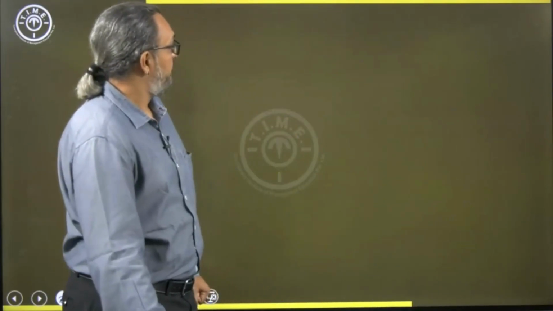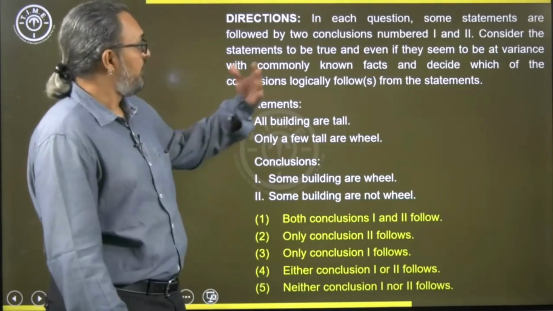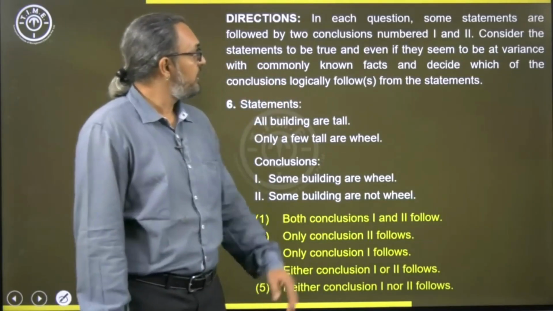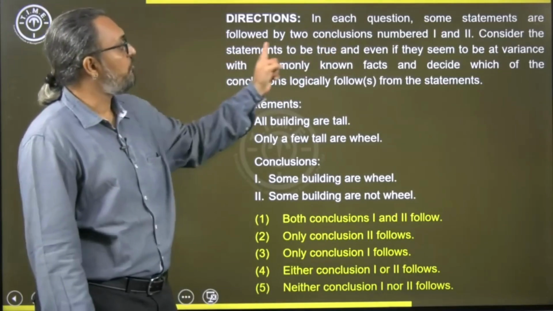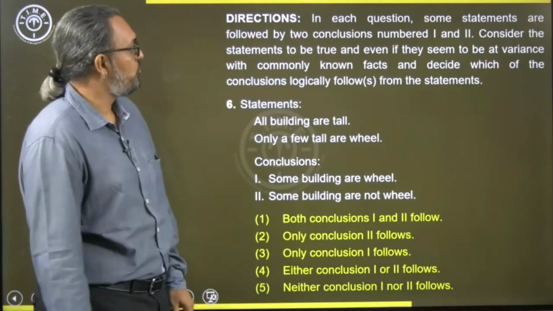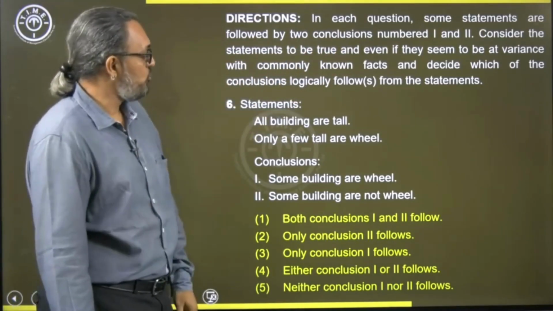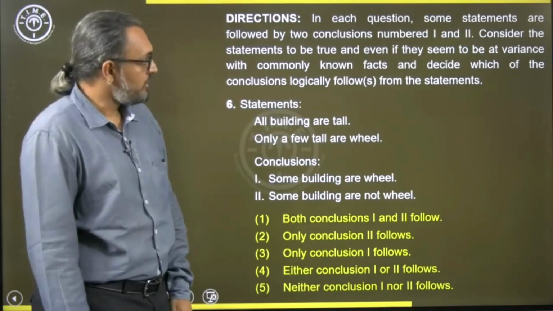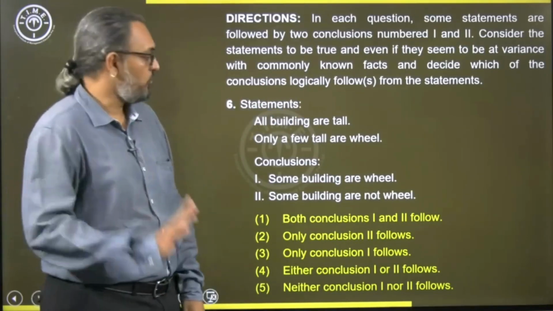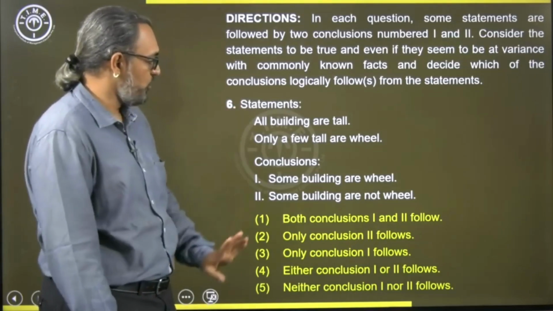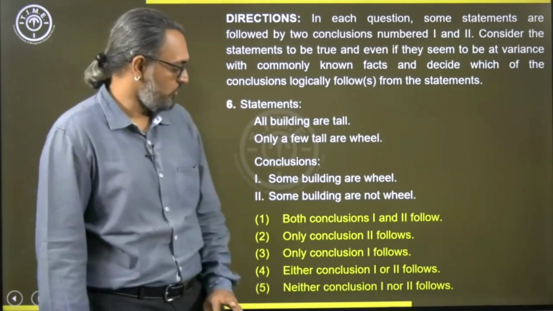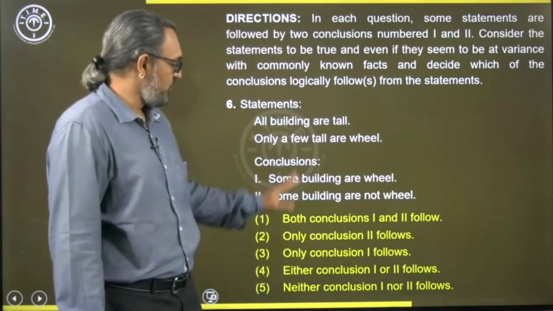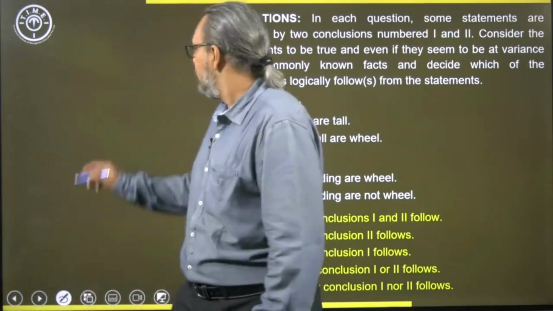Then, coming to the next, he says in each question, some statements are followed by 2 conclusions numbered 1 and 2. Consider the statements to be true, even if they seem to be at variance with commonly known facts, and decide which of the conclusions logically follows. Now, here we have 2 statements, 2 conclusions. Okay. So let's look into this, and you have options given with respect to each question.